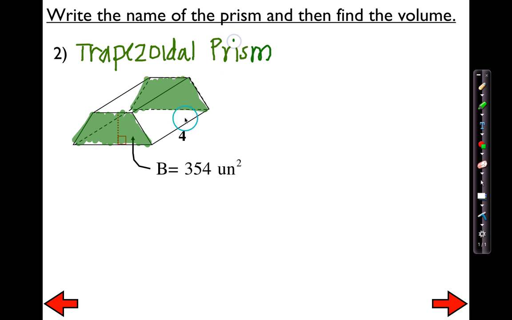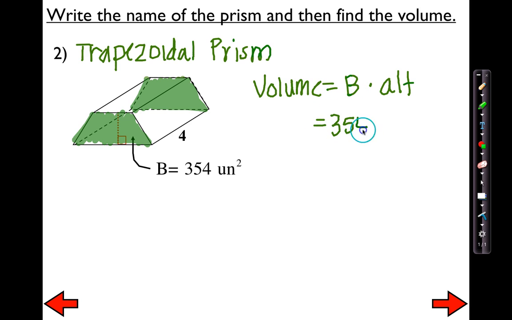And again, the name is derived from the base. So once again, let's find the volume. We're going to first do that by finding the area of the base and then multiplying by the altitude. Guess what? They told us the area of the base, which is really nice. They told us the area of the trapezoid is 354. So I'm going to replace B with 354.